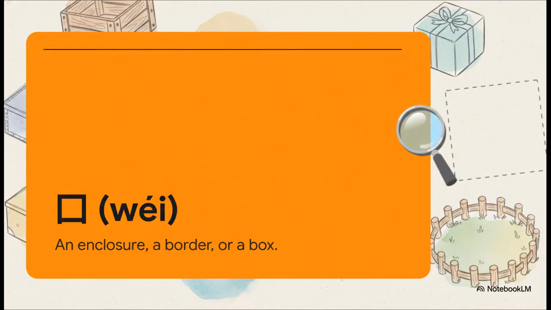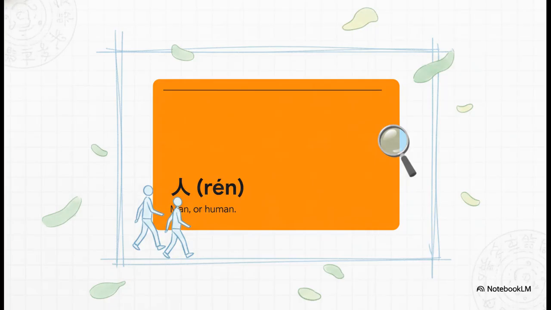First up, we've got that outer frame. This part, pronounced wei, is probably one of the most straightforward pieces in all of Chinese. It just means an enclosure, a border, or a box. And then, sitting right there on the inside, we have this character. This is ren, and it just means man or human. It's one of the very first characters most people learn.